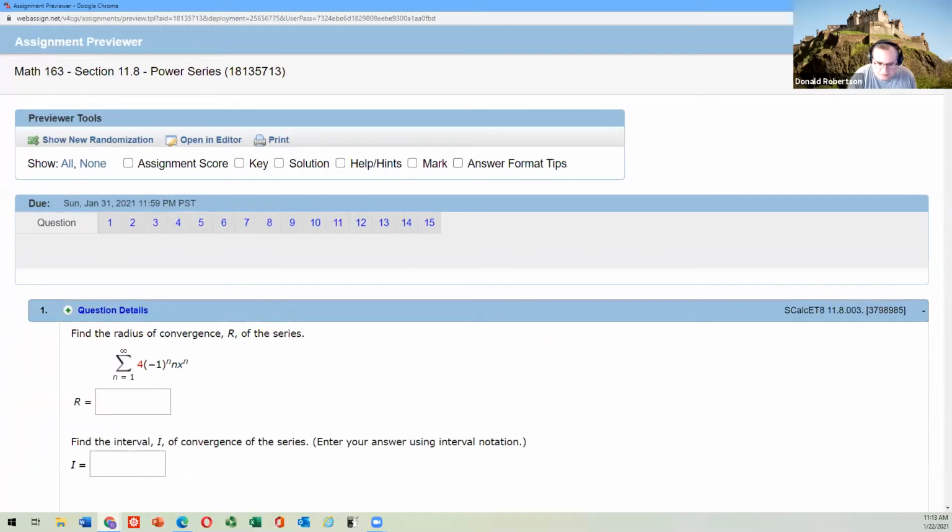And our next section is 11.8. And 11.8 is called power series.